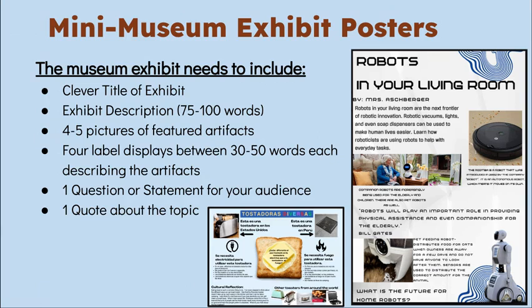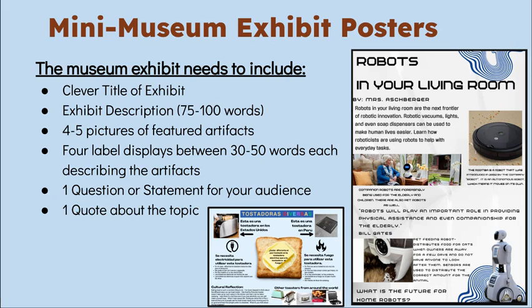time. So the students are creating an exhibit, they're creating an exhibit title, they're doing an exhibit description. And so some of these features, like the 75 to 100 words, these things can be interchanged and they can be differentiated with your students. They're given 4 to 5 pictures of artifacts that they find, and then labels that are just described between 30 to 50 words each. Again, that can be differentiated for your students.